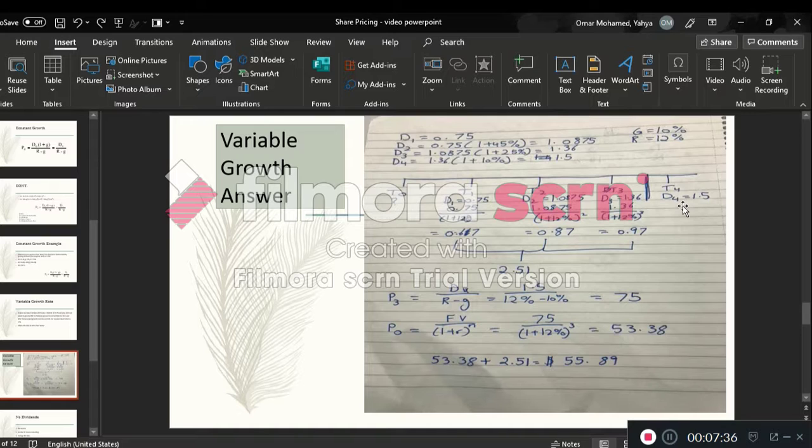However, starting from D4, from T4, we have to calculate the present value in year three. So how do we do that? Right here, we did P3 equals D4, which is 1.5, divided by the required rate of return minus the growth rate, which is the constant growth rate, 10%. So we substitute the numbers into the formula, it'll come up as 75. However, this is not the answer because this is the share price at year three. If we discount it back to year one, we have to use the present value formula, which will decrease it back to 53.3. If we add 53.3 to the 2.51, which is years one, two, and three, it'll give us 55.89, which is the share price today.